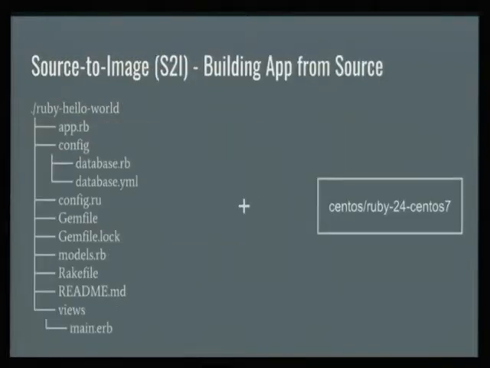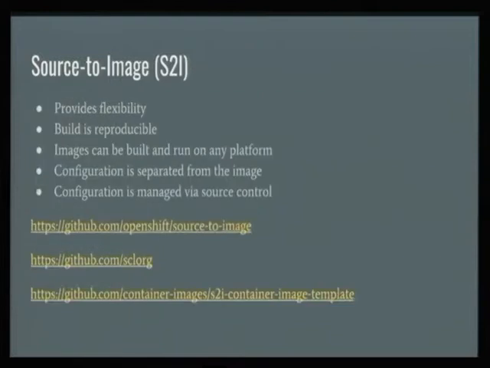So the next example is an example of a Ruby image, of a Ruby application. This was basically the original use case for using S2I for building images from the source code.